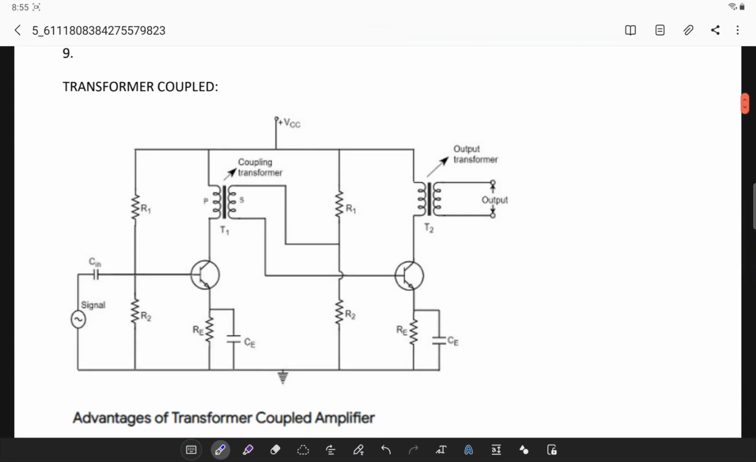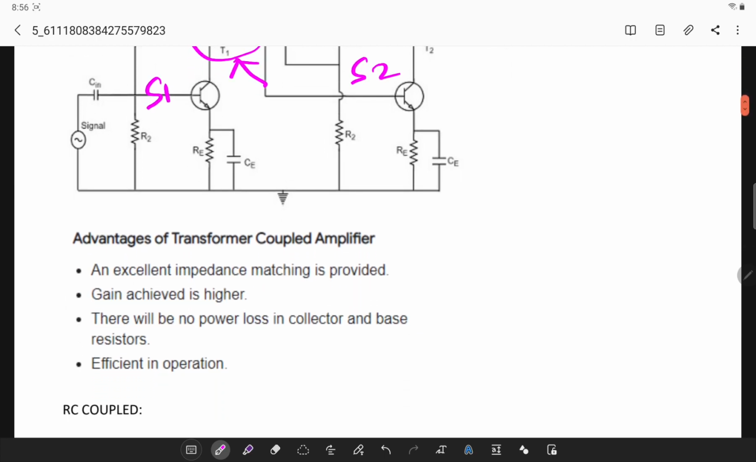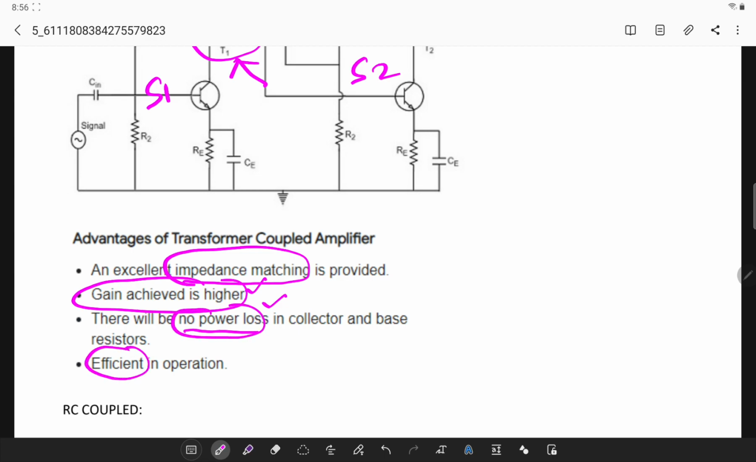If you see, this is a transformer coupled amplifier in which stage 1 and stage 2 are transformer coupled. This has the best impedance matching and the highest gain, and also the best benefit is that the power loss is very low. Also it is an efficient operation.